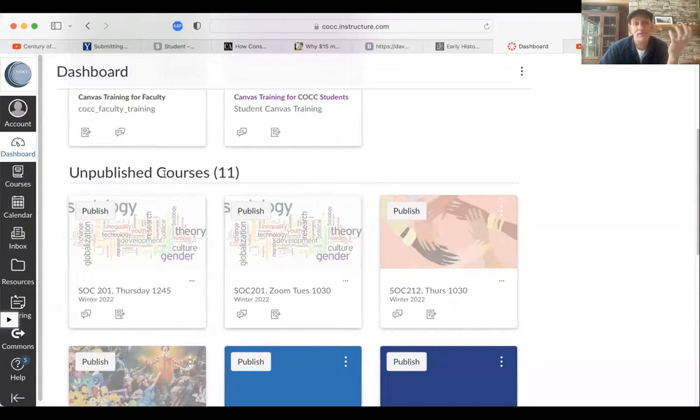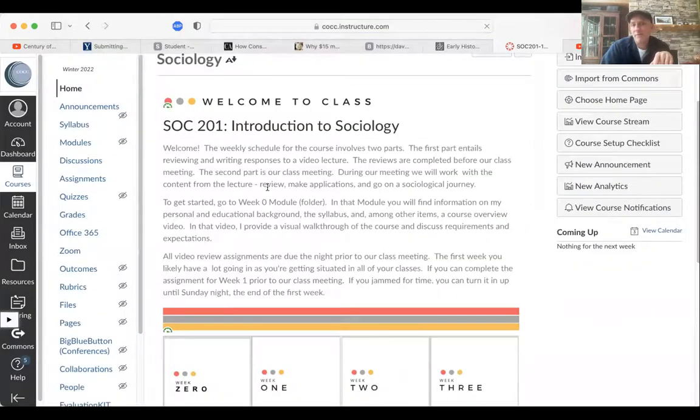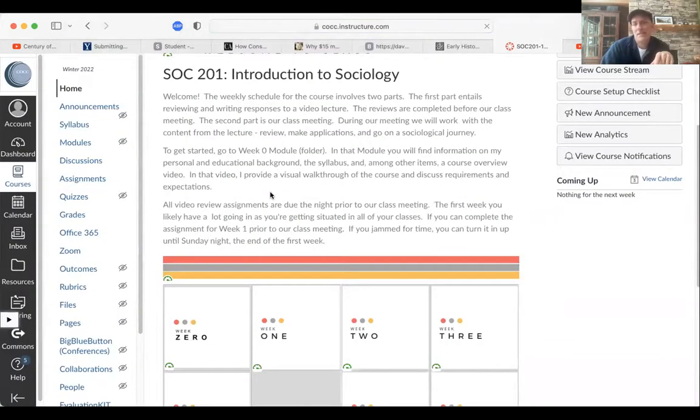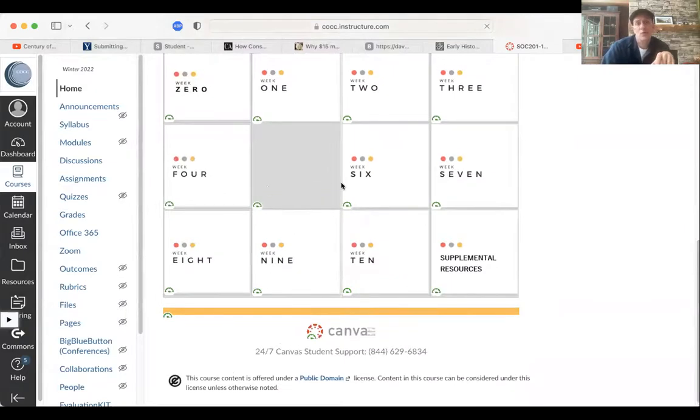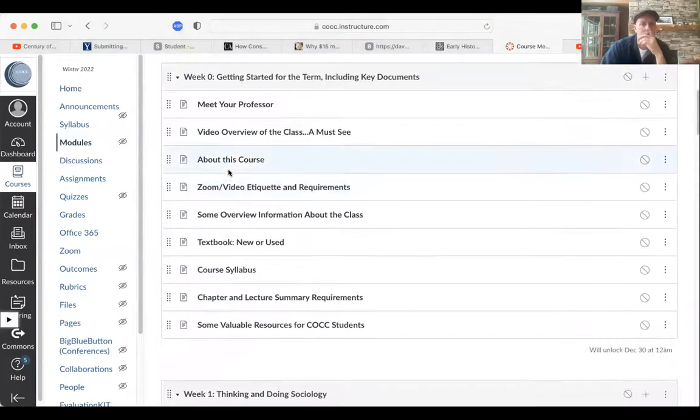Okay. So here's, if you go into your Canvas, you should have all of your classes listed there. Here's SOC 201, depending on the section. Well, I guess you'll have one of them in there. You won't have both of them. A little bit of information, just basically about the class. I got this calendar view. Whoa, there's something missing in week 5. Got to get that taken care of. But let's go to week 0.